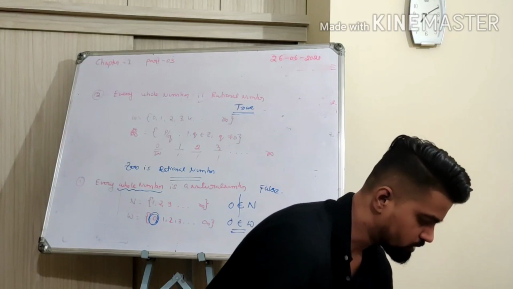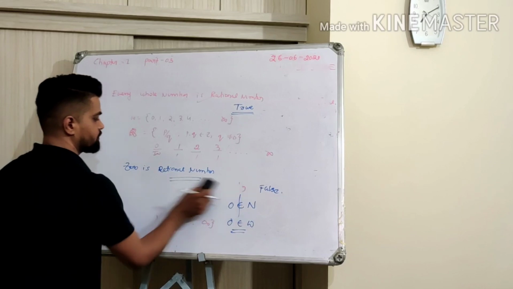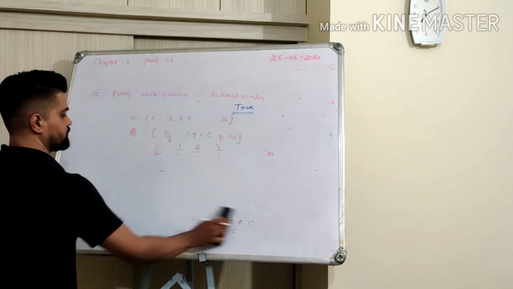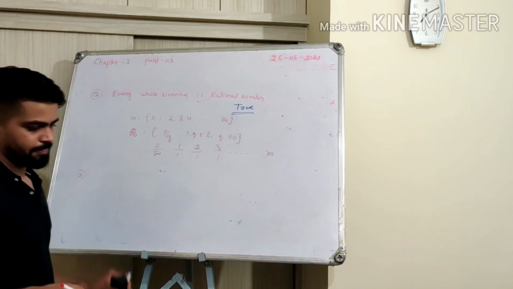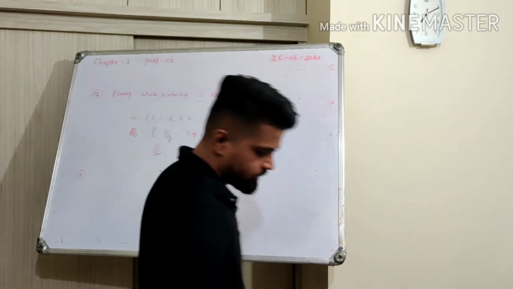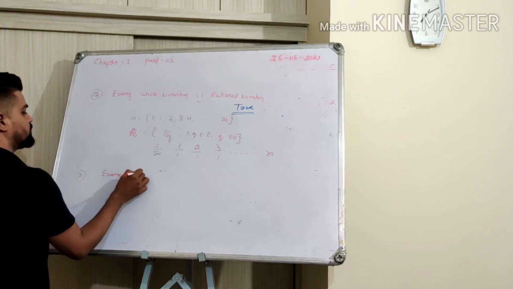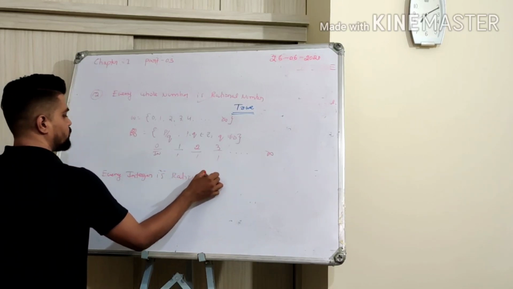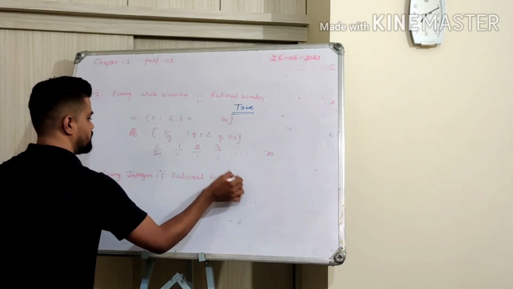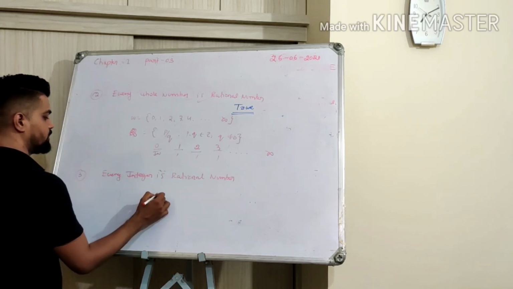Okay, so 2 more statements are there. With that we will end this class. So the third statement is like this: every integer is a rational number. So now tell me, I told you in the beginning the exact meaning of rational numbers. The number you can understand, the number which you can explain with an example. So every integer is like this, right?